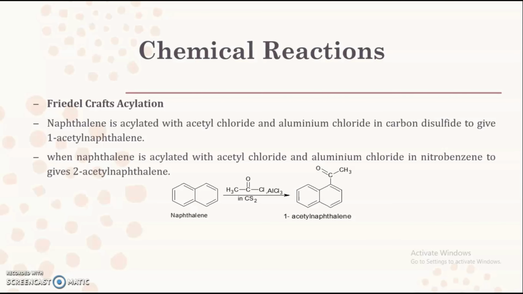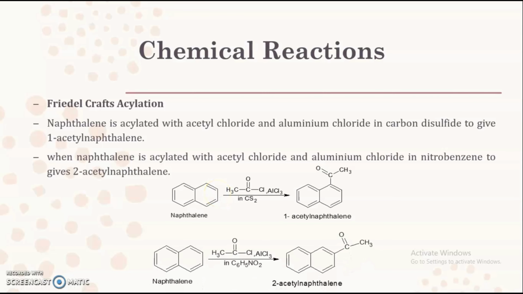So, here you can read the statement, when naphthalene is acylated with acetyl chloride and aluminum chloride in nitrobenzene. So, what we have changed from carbon disulfide, just we have changed the solvent to nitrobenzene to give us a different product, that is the 2-acetyl naphthalene. Just instead of carbon disulfide, here we have used nitrobenzene. So, in nitrobenzene solvent, we are getting 2-acetyl naphthalene. So, this is about the Friedel-Crafts acylation.